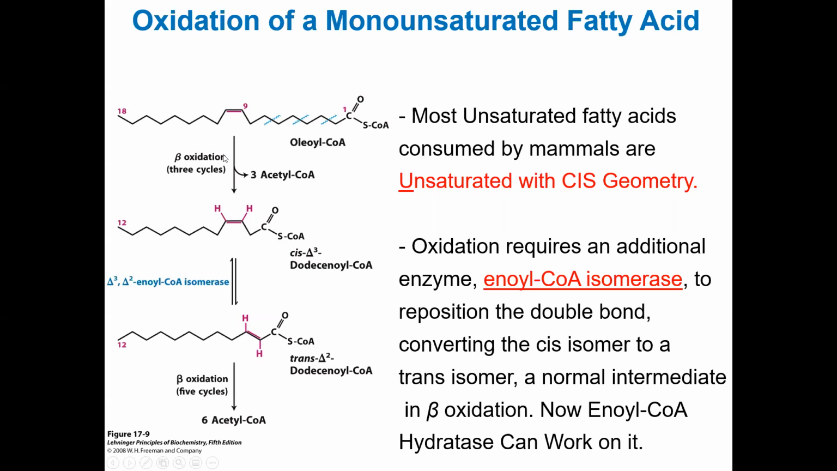So what will happen? Pay attention. If you pay attention, it's very easy, and I would totally recommend that you write it down yourself and work it out, okay? Don't just look at it and say you know this. So you will carry out 3 rounds of beta oxidation using the enzymes that I showed you in the previous slides, because it looks like a regular saturated fatty acid for at least 3 rounds.